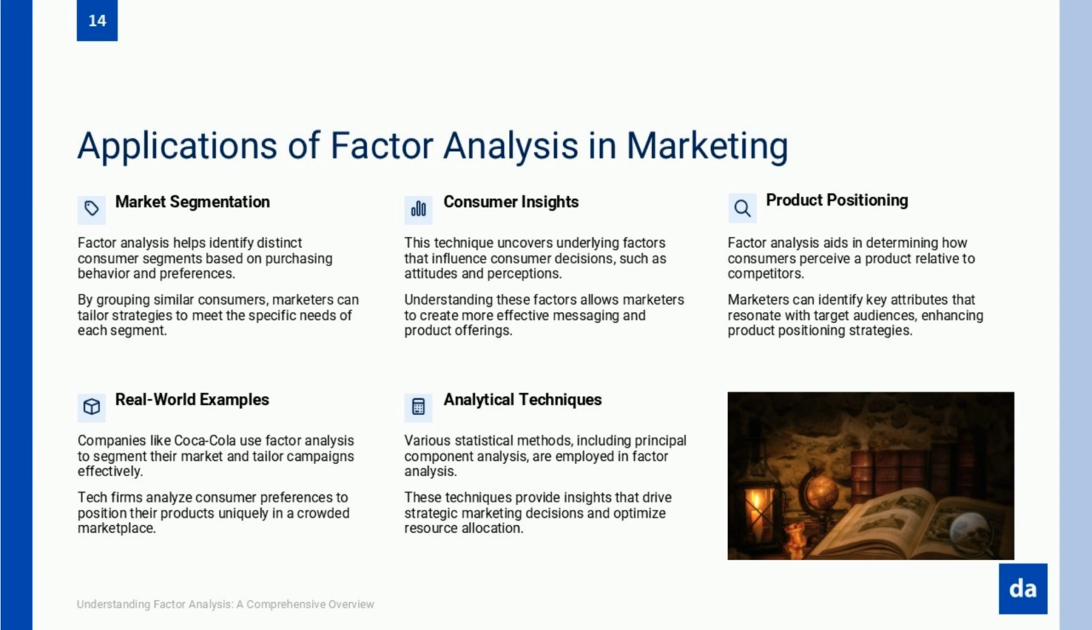Then there's product positioning, where brands figure out how consumers perceive them relative to competitors. If a company wants to launch a new smartwatch, they need to know whether people associate their brand with affordability, innovation, or status. Factor analysis helps map out consumer perceptions and identify what features actually matter to different customer groups, so brands can market themselves in a way that sticks.